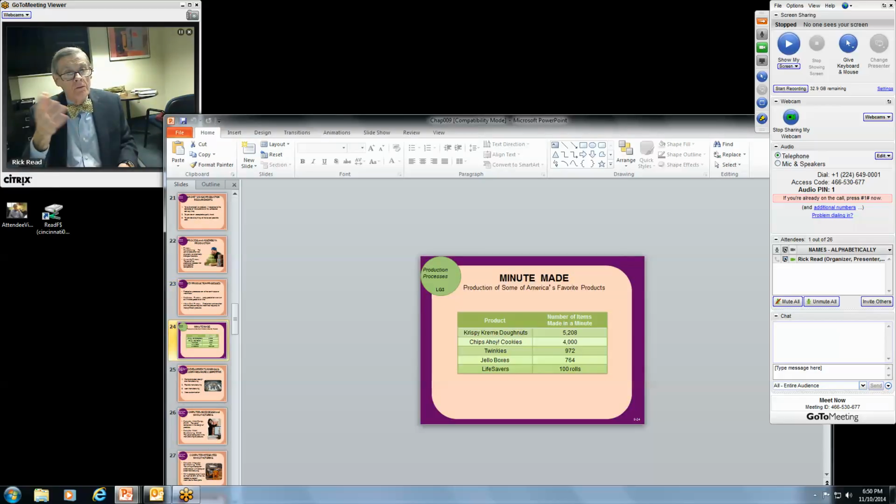These are just some of the number of products that could be made in a minute. Krispy Kreme donuts, Chips Ahoy, Twinkies, Jello boxes, etc. Lifesavers. I always like to use this as a talking point. I understand Krispy Kreme donuts are wonderful to eat.